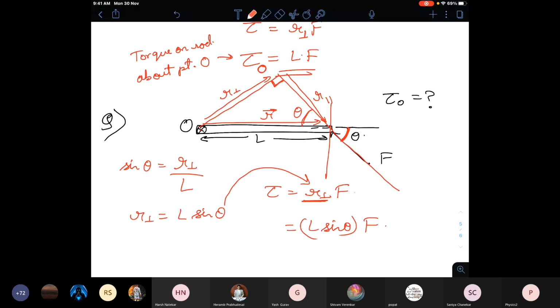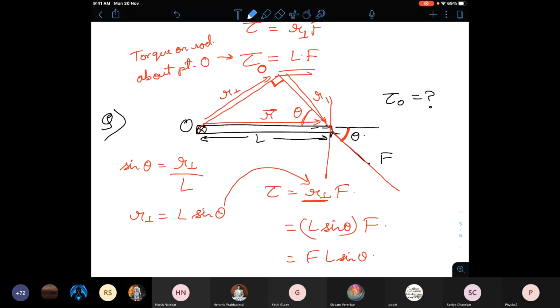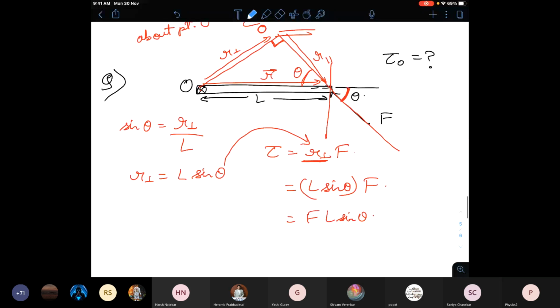Now see here. You calculated it as FL sine theta. No doubt, that is correct. But I could have got the same result in a different manner, with just a bit of variation. How? Just see.